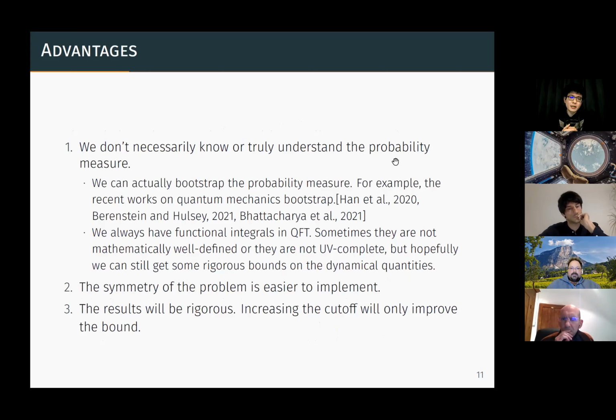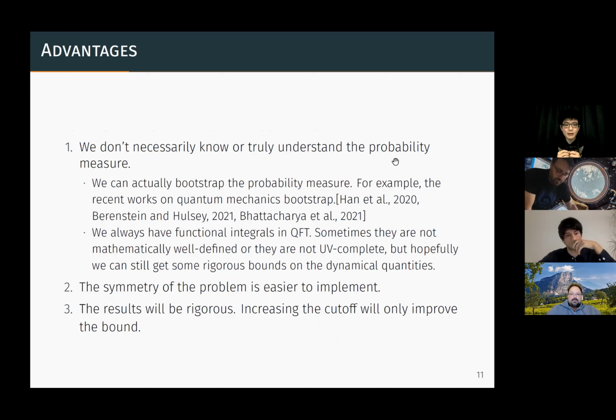From my point of view, this method has several advantages, if it gives us good bounds, of course. The first one is we don't necessarily need to know or truly understand the probability measure. I mean this in two ways. The first is that we can actually bootstrap the probability measure. For example, there is some recent work on bootstrapping quantum mechanics. Actually, they are bootstrapping the eigenvalues of the Hamiltonian, but in this work, they are in some sense bootstrapping the probability measure.